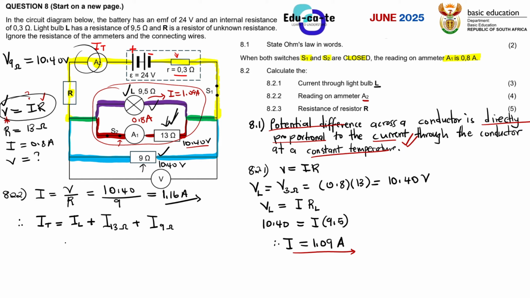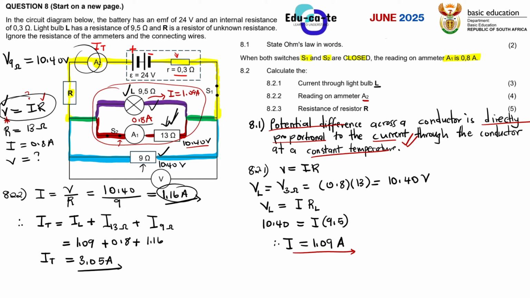So the current through the light bulb, we calculated at some point in 8.2.1. We found 1.09 amperes. The current through the 13 ohms resistor, what did we get, Gambe? We got 0.8 amperes. Okay, we were told in the statement. And then the current through the 9 ohms resistor is the one that we just calculated to be 1.16 amperes. And then we just need to add the total of those. When you add them, they are going to give you a total of 3.05 amperes. This is going to be your total current.